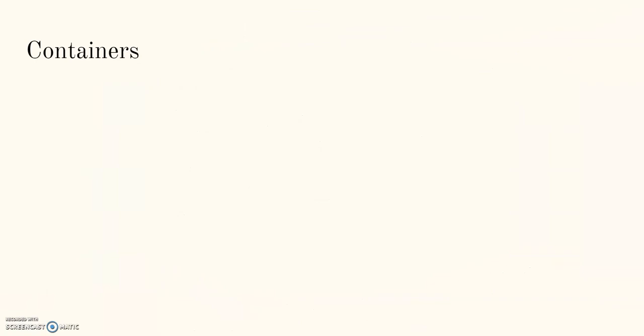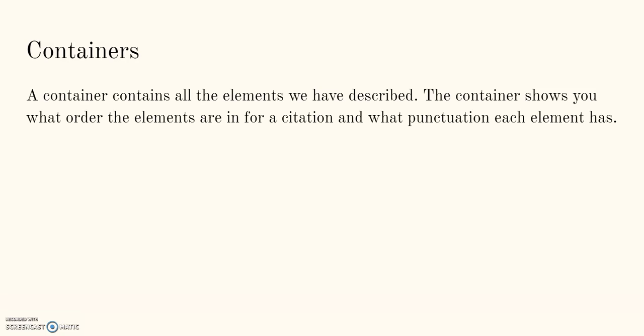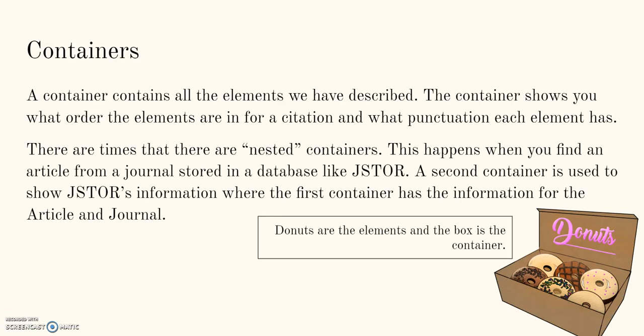So containers. So we went through all the elements. A container is the object that holds all the elements together. So like we had earlier, our box of donuts, and the container is the box and the donuts are the elements. So just to go through that in a more formal way, a container contains all the elements we have discussed. The container shows you what order the elements are in for the citation and what punctuation each element has.